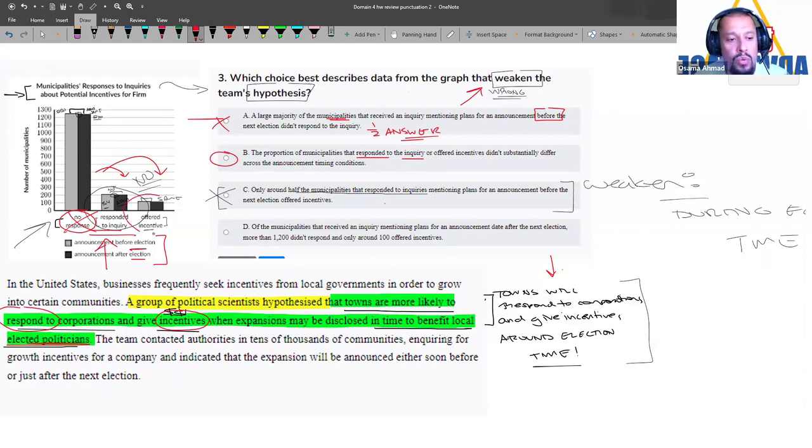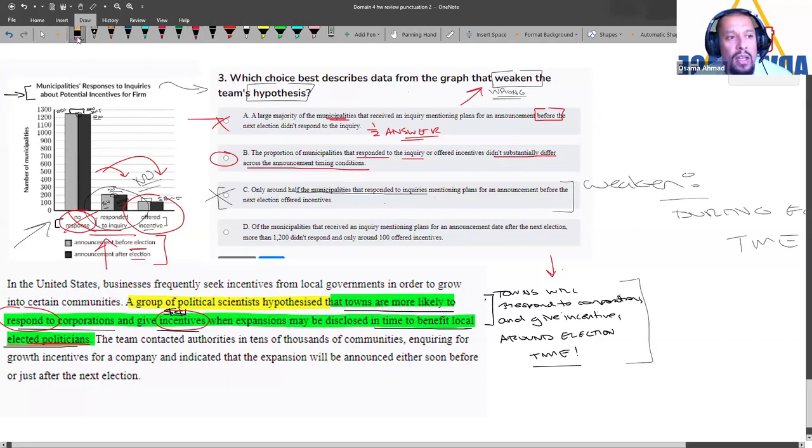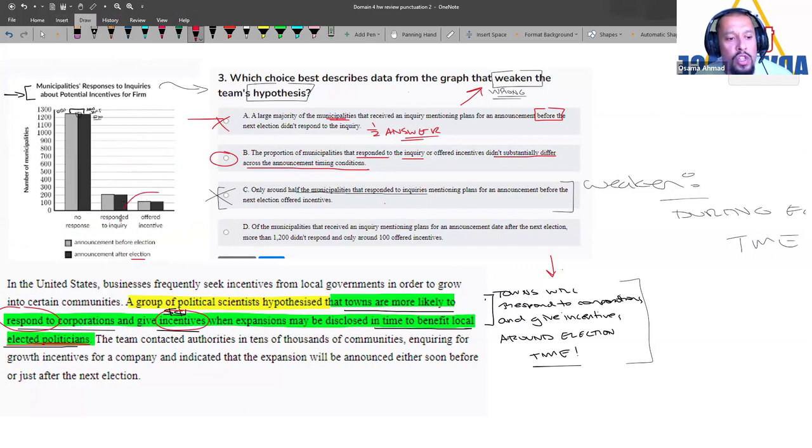Is that true? Are they more likely to give incentives? No, they didn't substantially differ across the announcement time and conditions. So if they did respond, it doesn't matter before or after, it's the same. So this weakens the hypothesis, because the hypothesis is if they do respond, they're more likely to give incentives before and after the election. When we look at the data in the graph, those that did respond are just as likely to give incentives as they are not to give incentives. It doesn't matter. There is no difference. And this would weaken the claim.